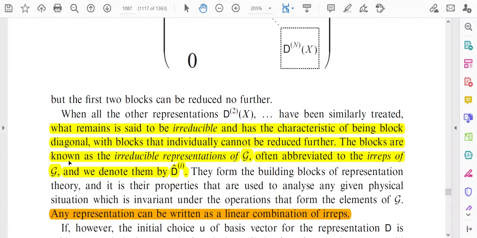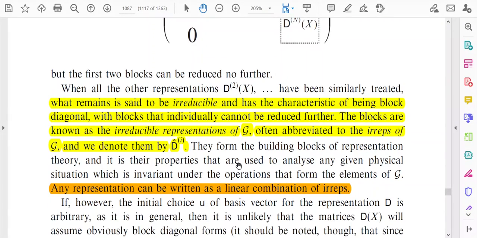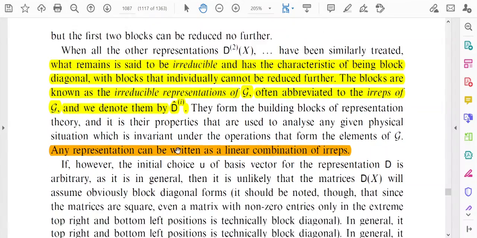The blocks are known as the irreducible representations of G, often abbreviated to the irreps. We call them irreps of G, and we denote them by D-hat i, so the blocks will be denoted as D-hat i. Any representation can be written as a linear combination of the irreps.